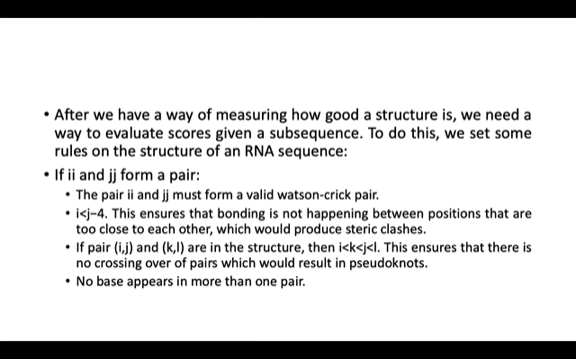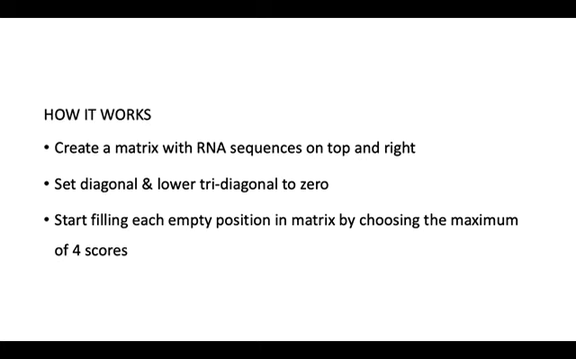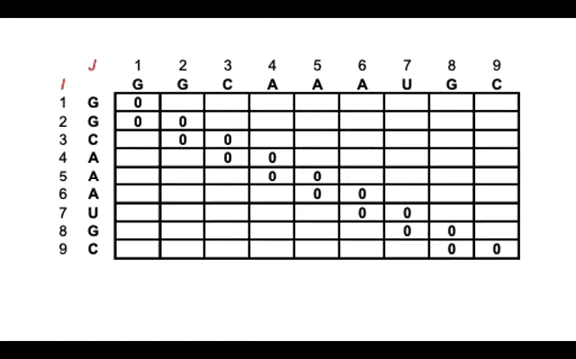No base appears in more than one pair. So how does it work? Create a matrix with the RNA sequence on top and right. Set the diagonal and the adjacent diagonal to 0. Start filling each empty position in the matrix by choosing the maximum of 4 scores. So let's see how.